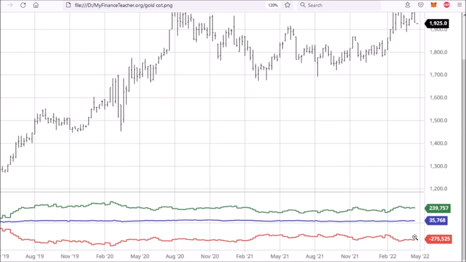On the other hand, if this red line doesn't really move much higher over the next couple of weeks, then perhaps the rally in gold might only turn out to be a short-term daily cycle rally.